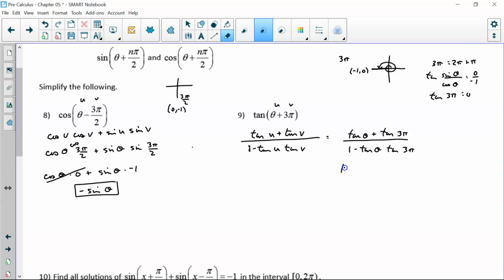So now what we have is the tangent of theta plus the tangent of 3 pi, which is 0, over 1 minus the tangent of theta times 0. Tangent of theta plus 0, that's just the tangent of theta. And in the denominator, 1 minus tangent theta times 0 is 1. So it's the tangent of theta over 1, or the tangent of theta. So if you add 3 pi to your angle, you would just get whatever the tangent of theta is. And we just showed that using our sum and difference formulas.